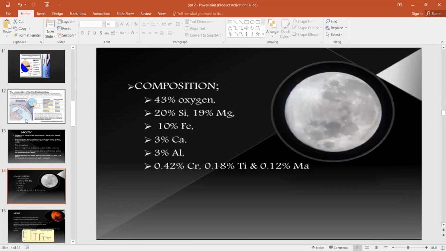So the Moon is made up of around 43% oxygen. There is 20% silicon, 19% magnesium, 10% iron, 3% calcium, 3% aluminium, 0.42% Cr, 0.18% titanium, and 0.12% Mn.